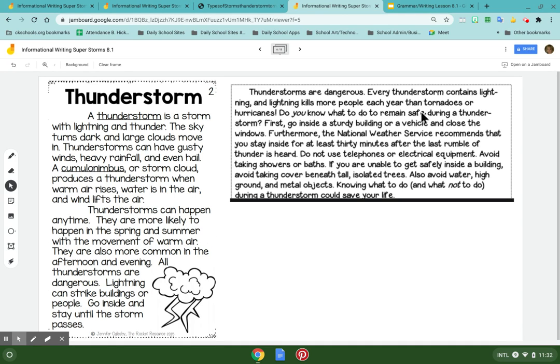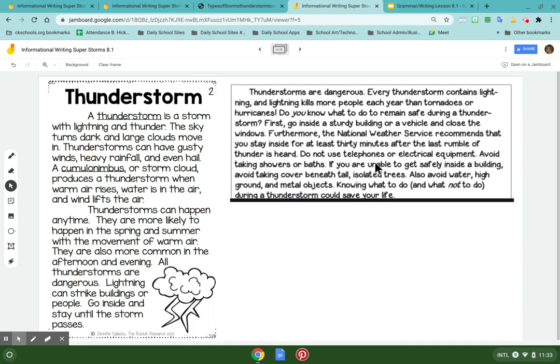So, and then I go to this one and it contains lightning. They're dangerous because lightning kills people. The National Weather Service tells you to stay inside at least 30 minutes after the first rumble of thunder is heard. Try not to use telephones or electrical equipment during lightning storms or thunderstorms because it might come and follow the line in. So all of these things are teaching me about thunderstorms, and each paragraph teaches me more.